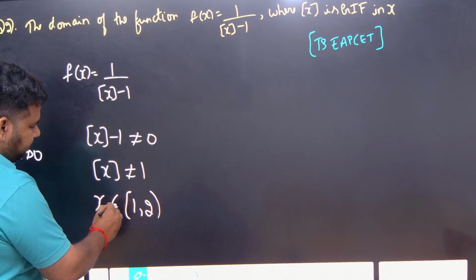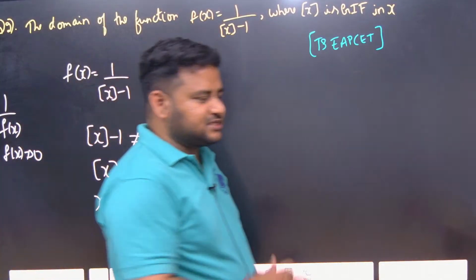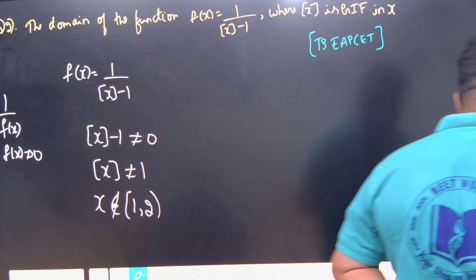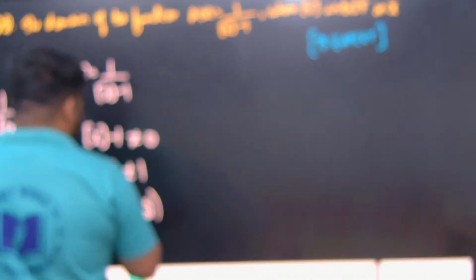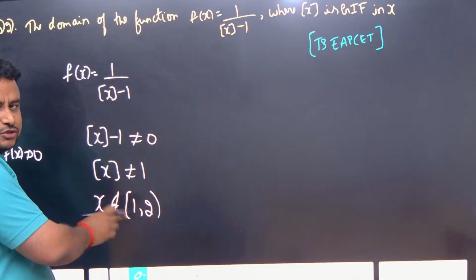X should not belong to it. So the domain of the function should be anywhere except the interval 1 comma 2. Except 1 comma 2, it can be anywhere. The domain of the function can be anywhere except 1 comma 2. That means it should not include 1 comma 2.